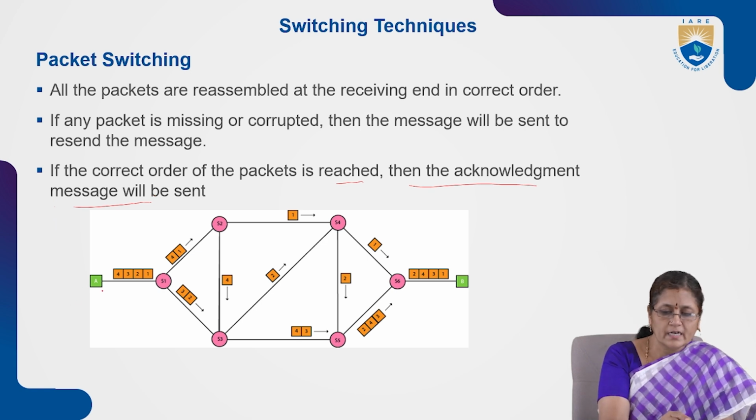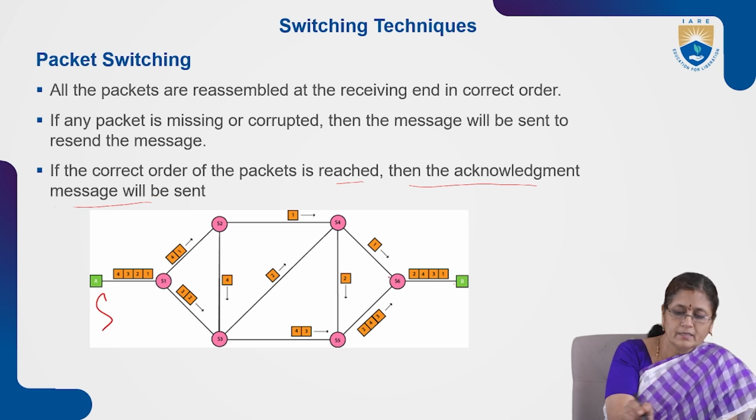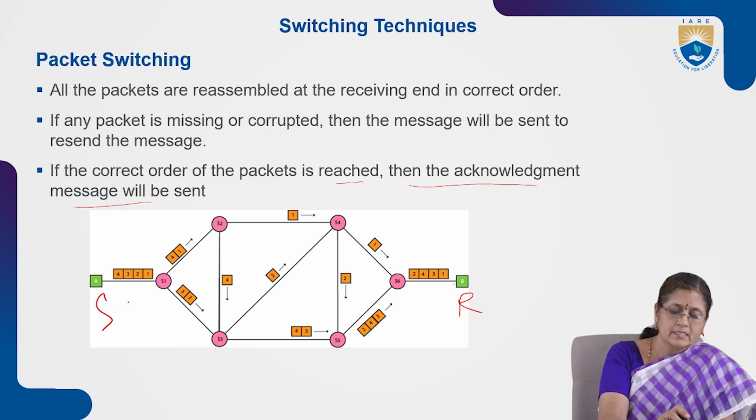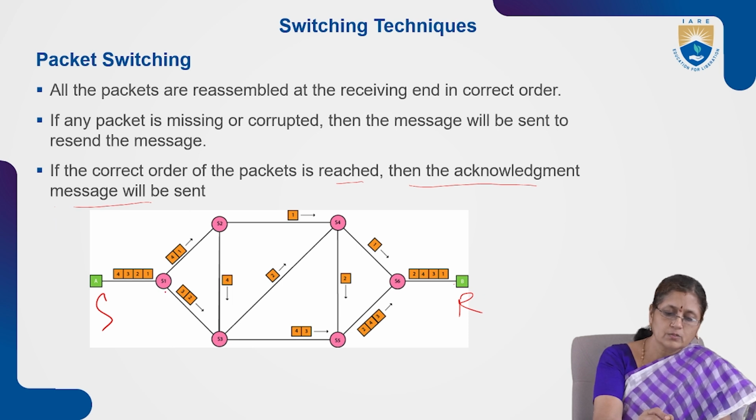As you see here, A is the sender and B is the receiver, the sending and receiving end. Let us say packets 4, 3, 2, 1 are sent via the intermediate nodes, the switches S1, S2, S4, S6, S5, S3. From S1 to S2, packets 4 and 1 are sent. From S2 to S4, 1 is sent. From S4 to S6, 1 is sent, and it is received at the receiving end as 1.